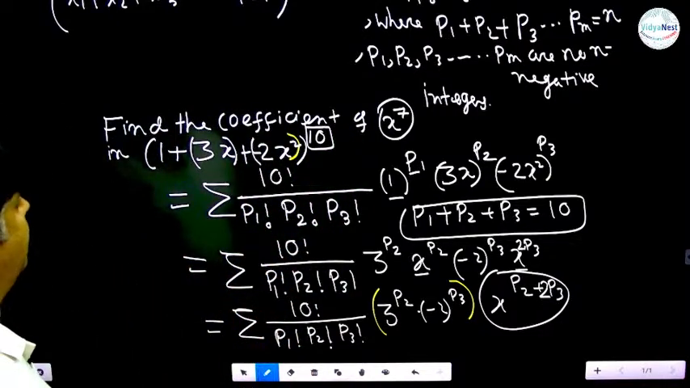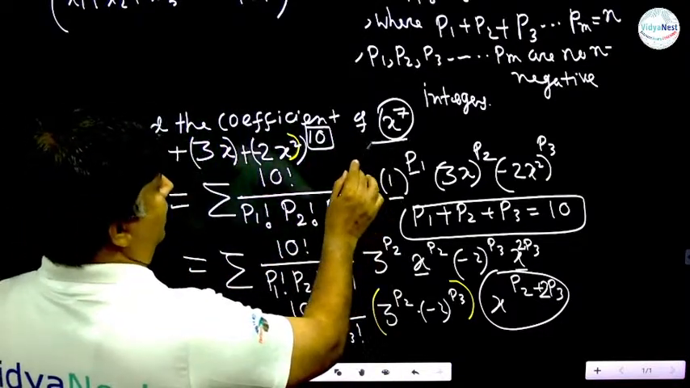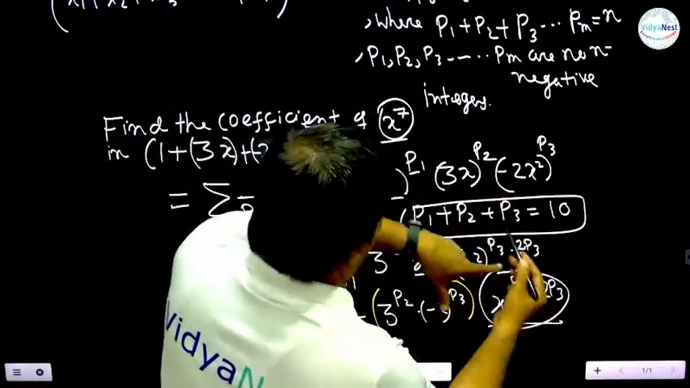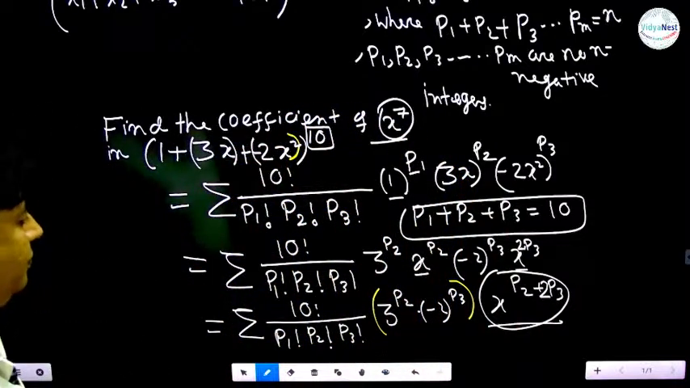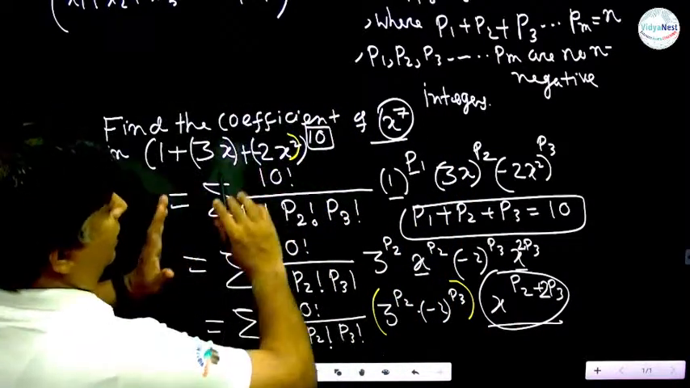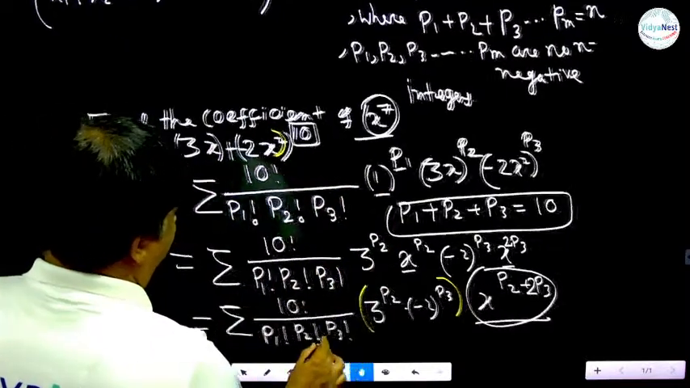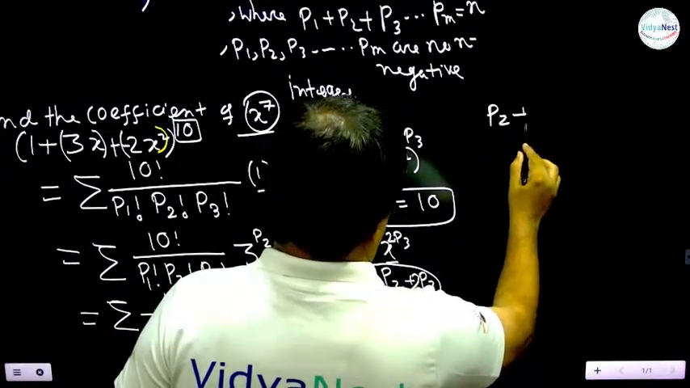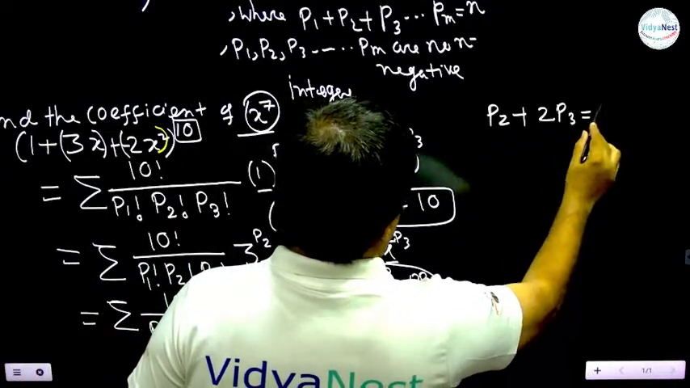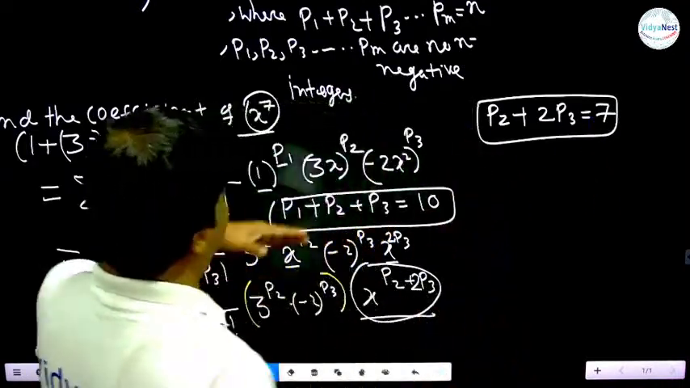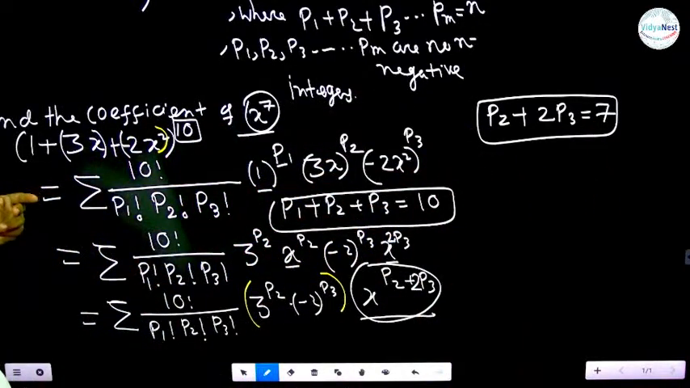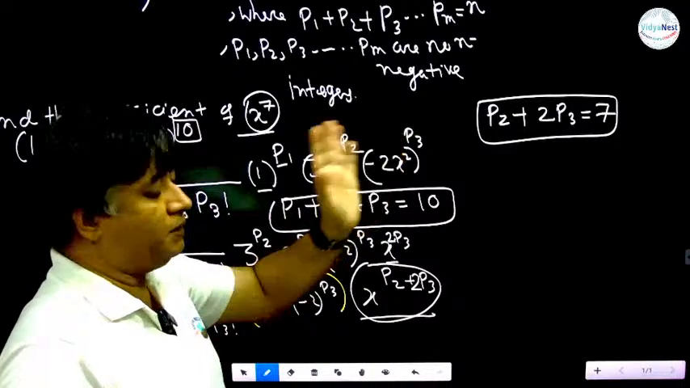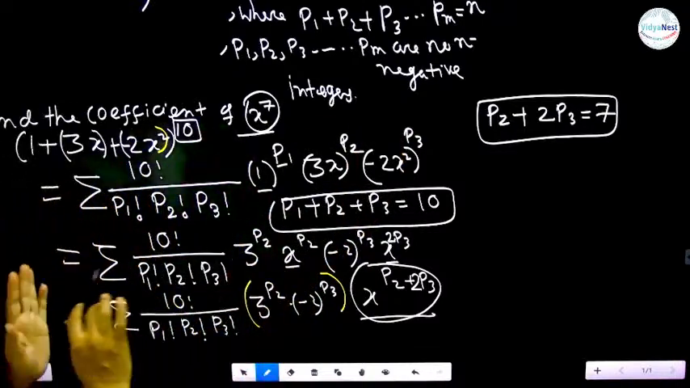form. What we considered, that the coefficient of x to the power 7 has to be found, we got x to the power P2 plus 2P3. So this P2 plus 2P3 will be 7, right? Yes sir. So we can compare and see what we'll get. Therefore, P2 plus 2P3 is 7. So we have got two equations from this trinomial. Now, solving the two equations, we have to find the distinct values of P1, P2, P3.